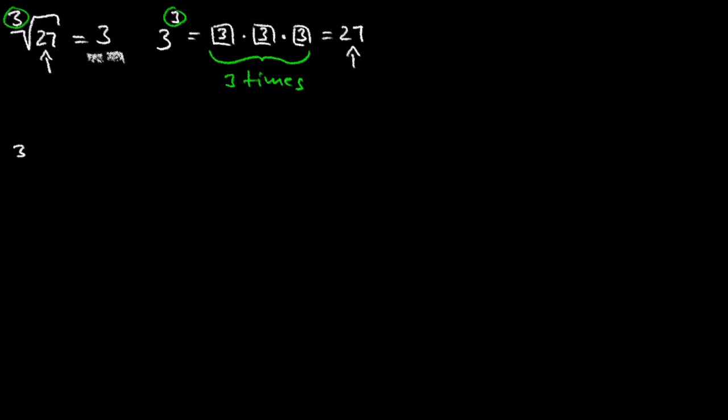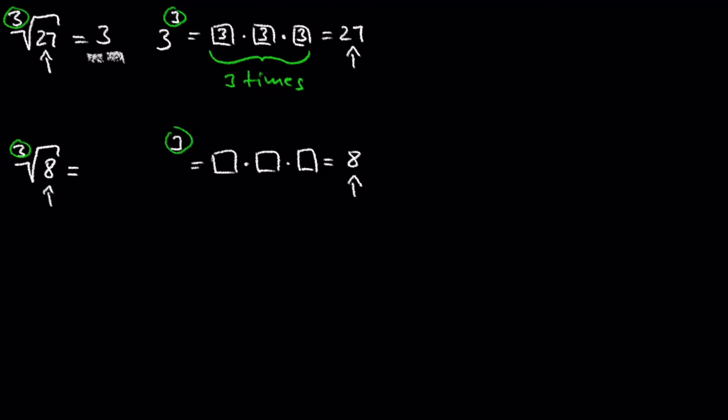What is the cube root of 8? In other words, what number can we multiply 3 times by itself to get 8? Feel free to pause the video and try that by yourself. The solution is 2, because 2 cubed, which is 2 times 2 times 2, is 8.